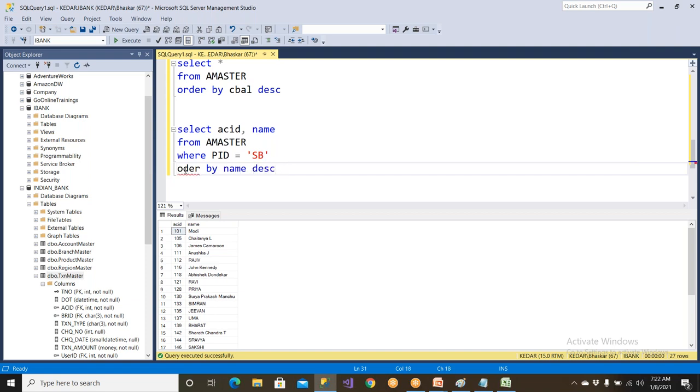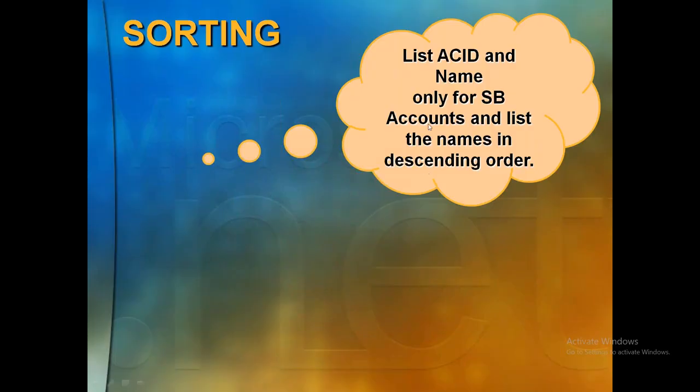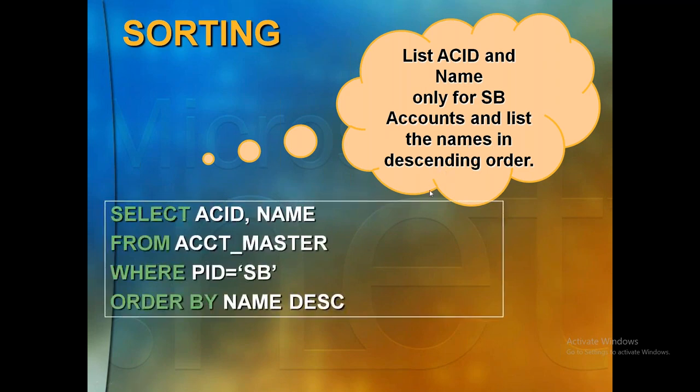Then they wanted order by name descending. The order spelling is wrong. Okay, so it is in descending order. That is the question they asked: list the account ID and name only for savings bank accounts, and list the names in descending order. This is the query you must know how to write. Clear? And you have to write select, from, where, order by in the same sequence. You cannot go first with from, next with where. No, it is not going to work. You have to follow the same order: select, from, where, order by. You can give any column name, it doesn't matter.